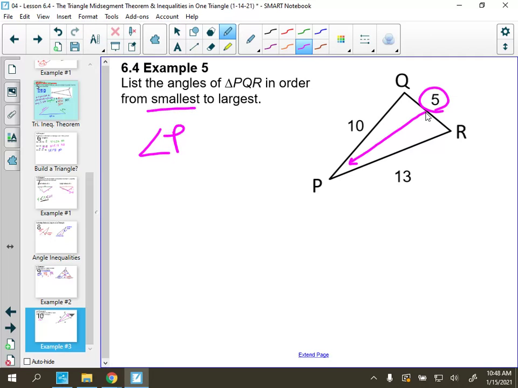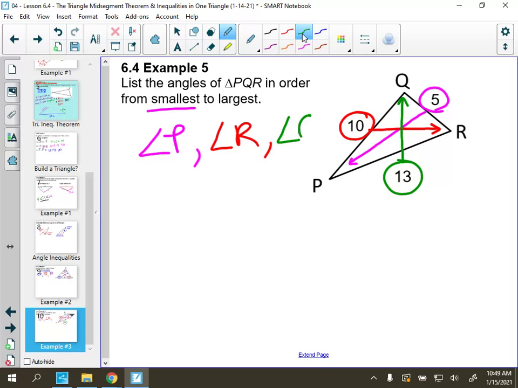We're going small to large again. The next, if we're going up, the next biggest side is right here. So the next biggest angle has got to be right there, angle R. And then last but not least, we're looking at side 13 being opposite the largest angle, so angle Q. And obviously by process of elimination, we could get that too, but okay.